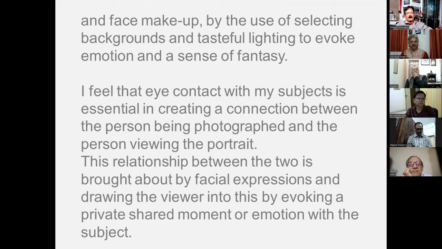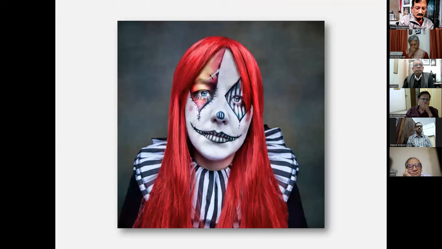I feel that eye contact with my subject is essential in creating a connection between the person being photographed and the person viewing the portrait. This relationship between the two is brought about by facial expression and drawing the viewer into this by evoking a private shared moment or emotion within the subject. And now the individual images.